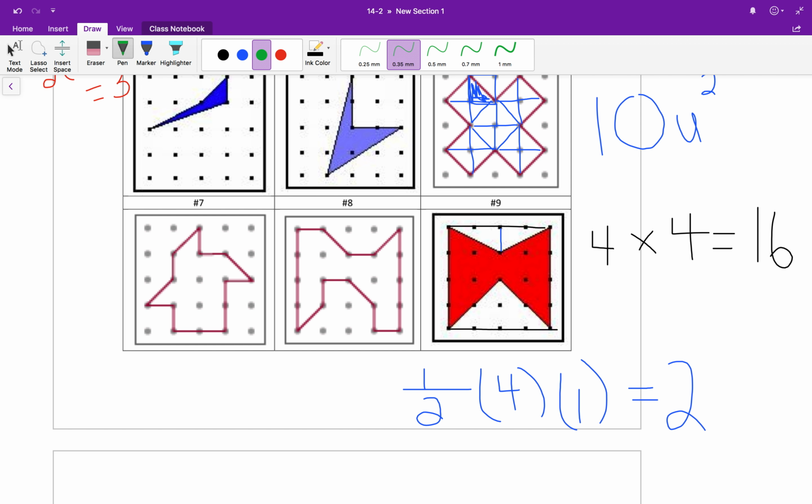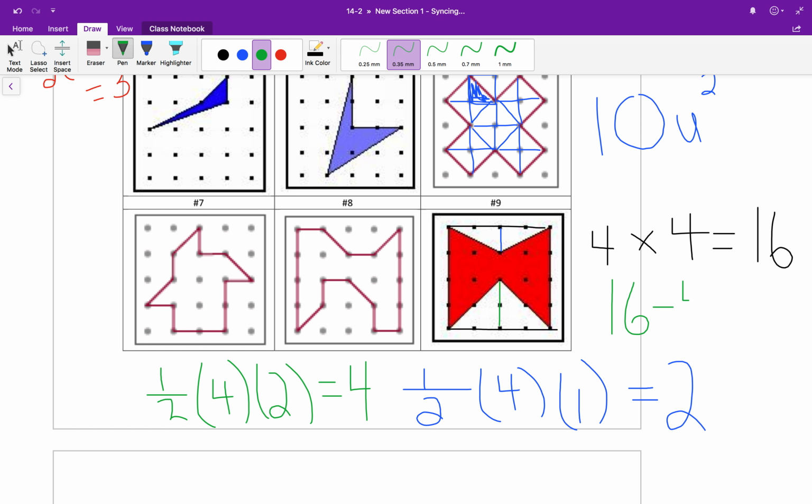Then I have this triangle down here at the bottom. It has a base of 1, 2, 3, 4, and a height of 2. So it is 1/2 times 4 times 2. So its area is 4. So my answer is going to be 16 minus 4 minus 2. So it gives me an answer of 10. So this is 10, oops, I'm out of space, units squared.